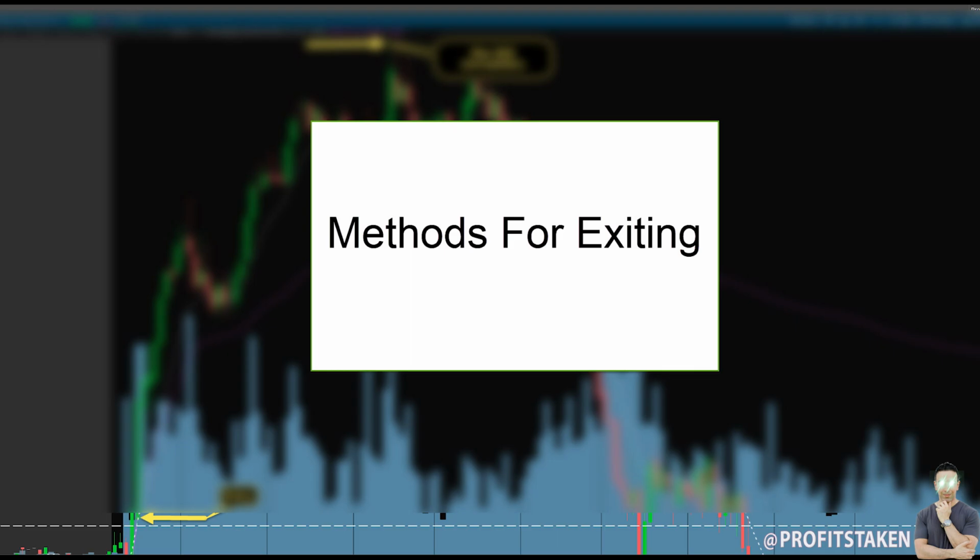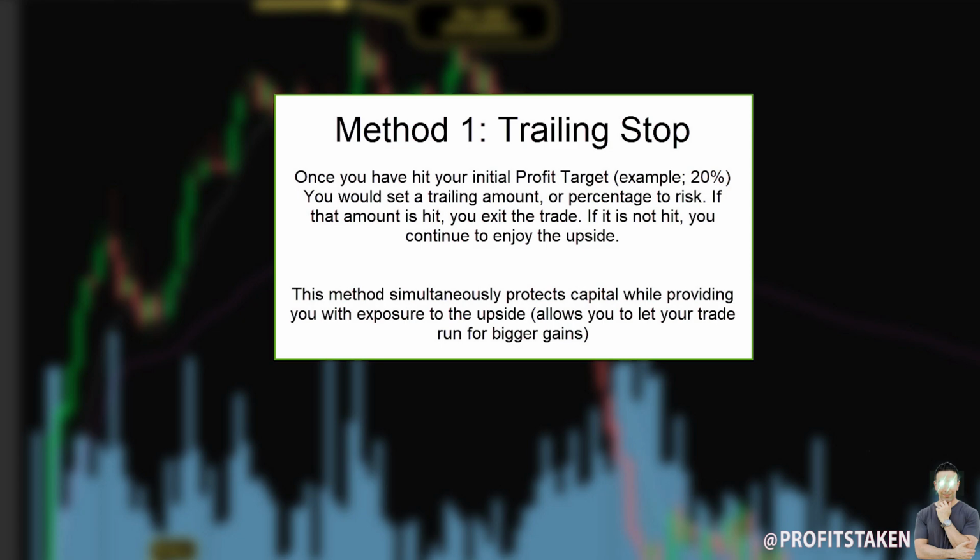So method one is a trailing stop. This is my preferred method for smaller accounts or traders who have yet to become consistent in generating profits. A trailing stop is available on every platform that there is.